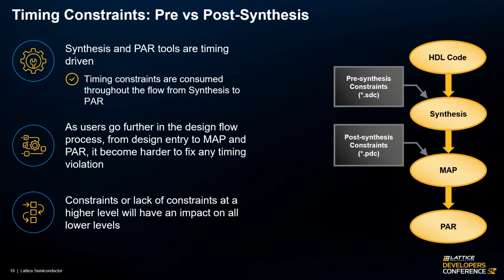Regardless of the type of timing constraints being used, we need to understand that Radian is timing driven, which means timing constraints are consumed throughout the flow from synthesis all the way to place and route. However, as we go further down in the design flow process, any timing violation that occurs becomes harder to fix. In other words, the constraints at the earlier stage will have impact on all the subsequent stages in the design flow.